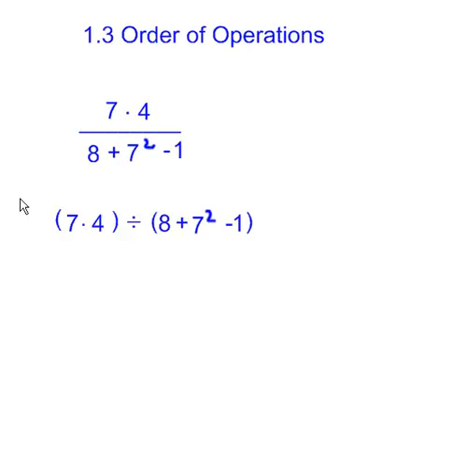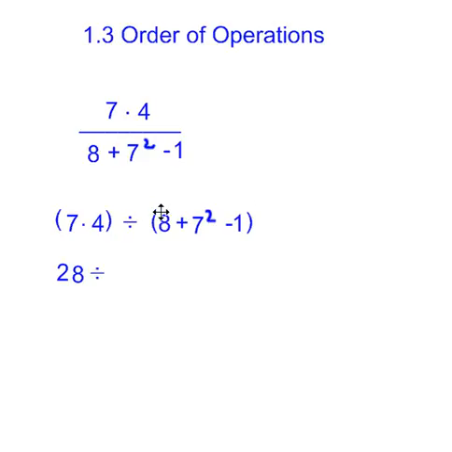First of all, are there any parentheses? Going left to right? Yes. Which parentheses do you do first? The first one that you come to. So 7 times 4 is 28. And we'll put in our division sign. Next, we want to look at the second set of parentheses.